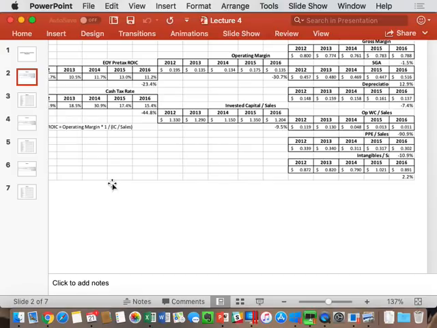Questions? Questions about Merck? And their ROC. Yes? I don't really get how invested capital can be higher than sales and they're still making money.